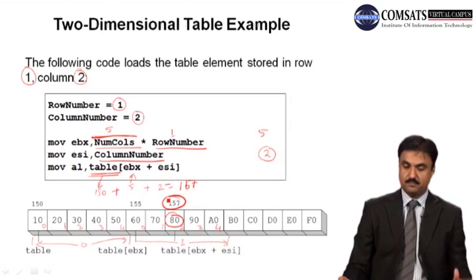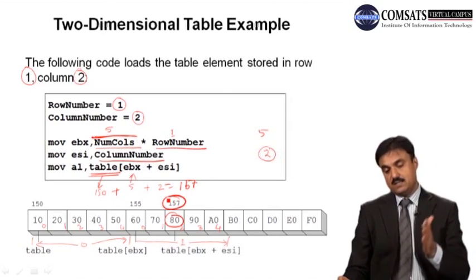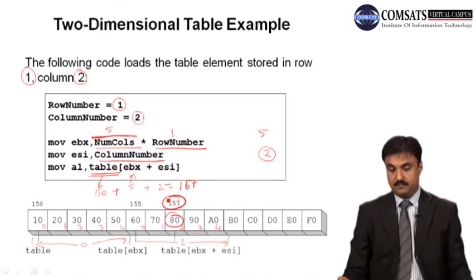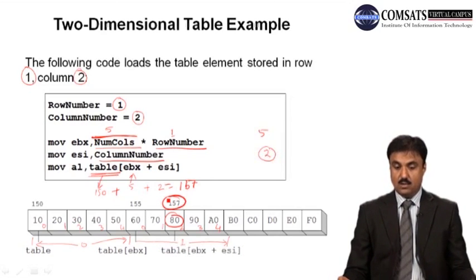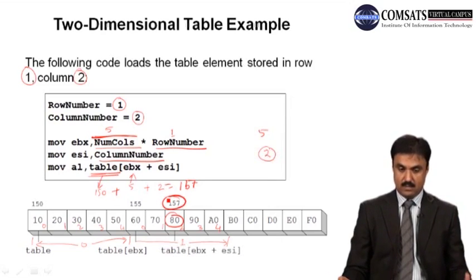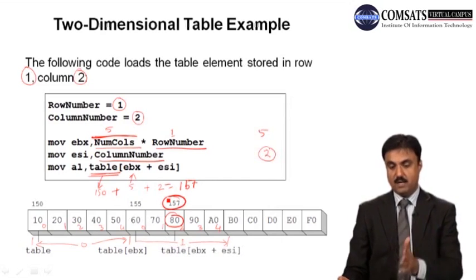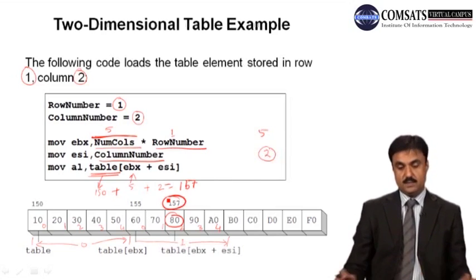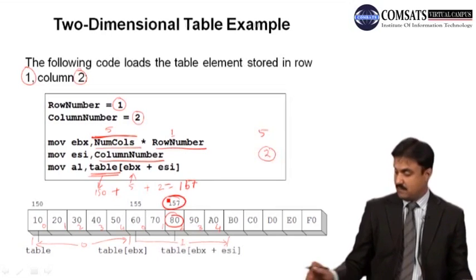This works as a displacement, and then EBX is the base and ESI is called the index. So base here has the value row number multiplied by the number of columns. How many columns are there inside the row? So it will be multiplied with the row number, and the column number is 2. So we add all these, and then we can get the effective address.